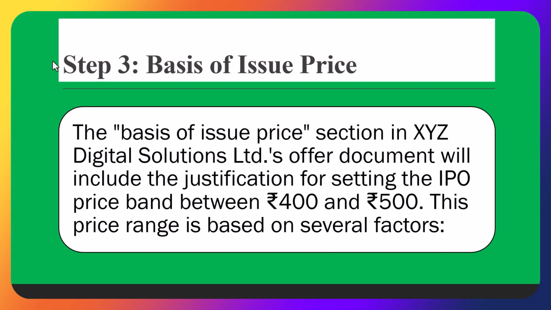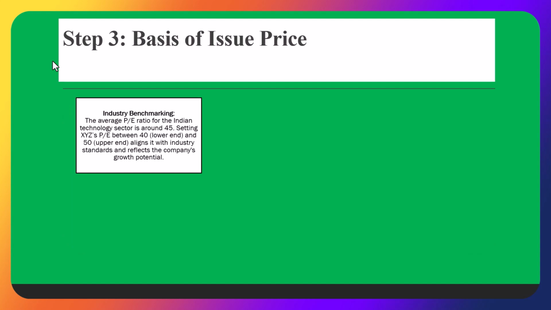So basically, in every company's prospectus or offer document, they have to give a section, particularly a paragraph, called basis of issue price, where they will give why they have chosen the price between 400 to 500. Okay, so what has led to this kind of a price band? So they will give a full justification so that investors know about it before they put money in. Okay, fine, just read this.